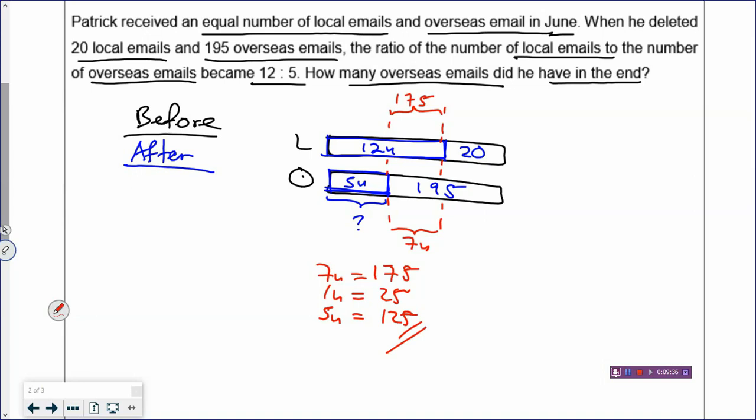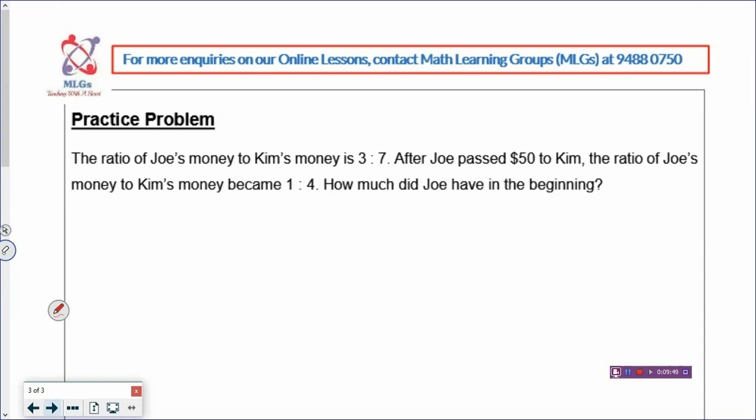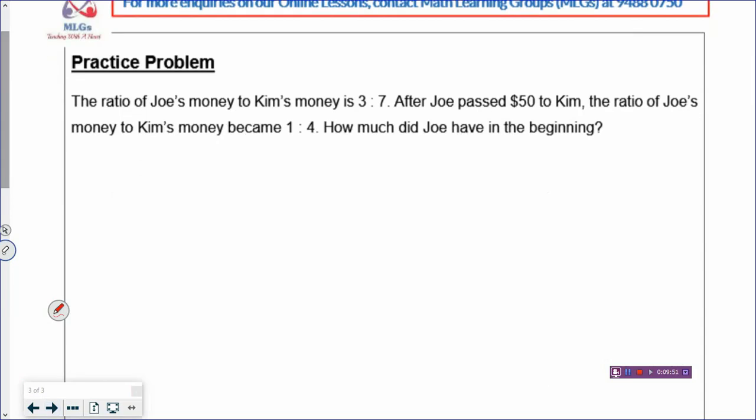Okay, now let's move on to the next one. All right, so hopefully by now you have an understanding, you have a good feel of how to draw the model for before and after. All right, so let's look at a few more. Now let's look at a practice problem, and I will give you about 5 to 10 minutes and try and draw the model, and then when you have gotten the answer and you have drawn out the model, then you can play the video again and see whether your answer is correct. All right, so your time starts now.